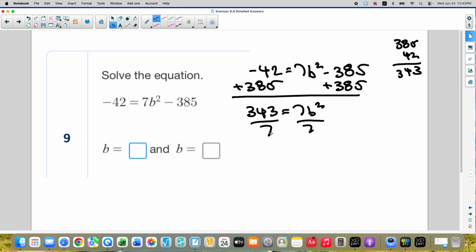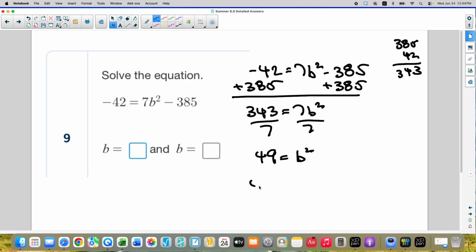7 goes into 343. 7 times 4 is 28, right? Yeah, 28. So 4, 28. Then 28 gives us 63. 7 goes into 63 9 times.